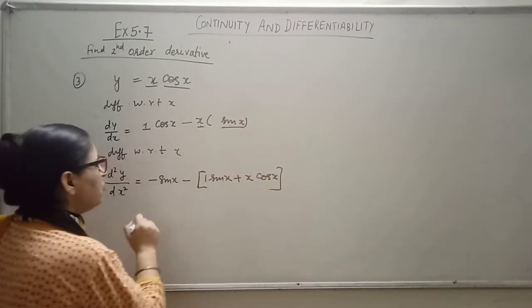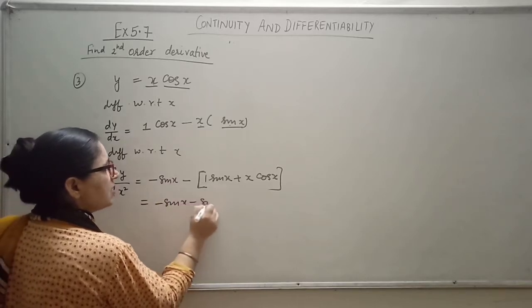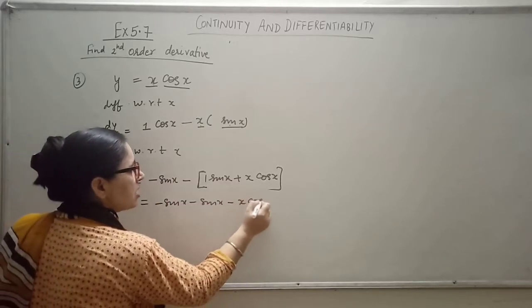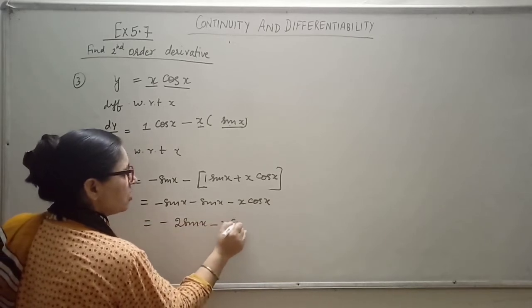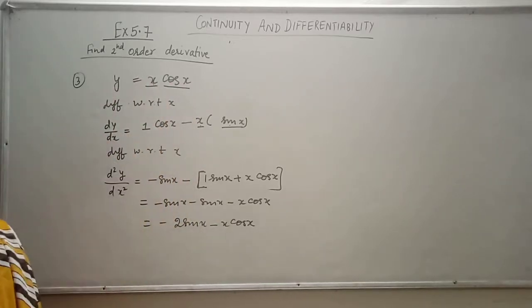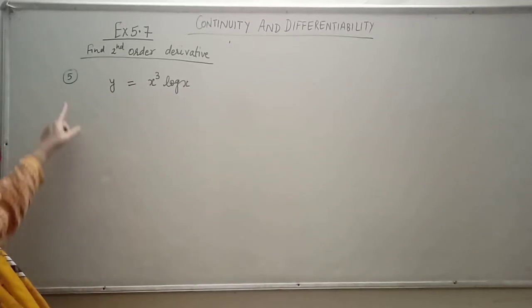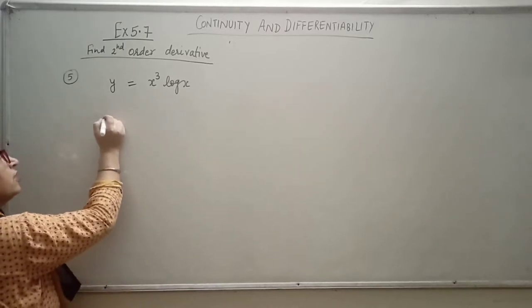So when we open it, it becomes minus sin x plus minus x cos x. So it would become minus 2 sin x minus x cos x. This is the second order derivative of this given function. And now this is question number 5. Again we are to find the second order derivative.